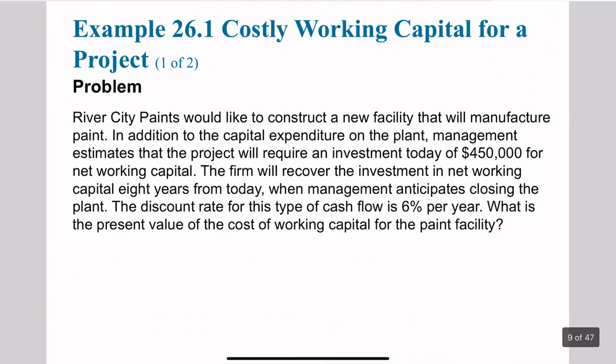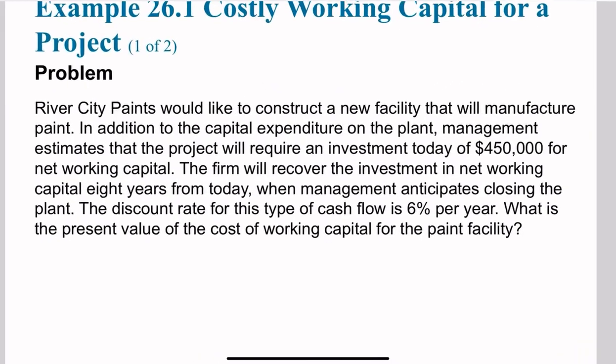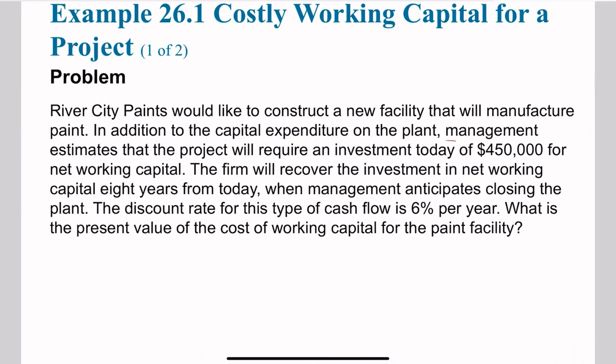Okay, now let's look at this example here. River City Paints would like to construct a new facility which will manufacture paint. Oh God, this is long. Let me see the numbers, right? So the management estimates the project will require an investment today of $450,000 for net working capital.